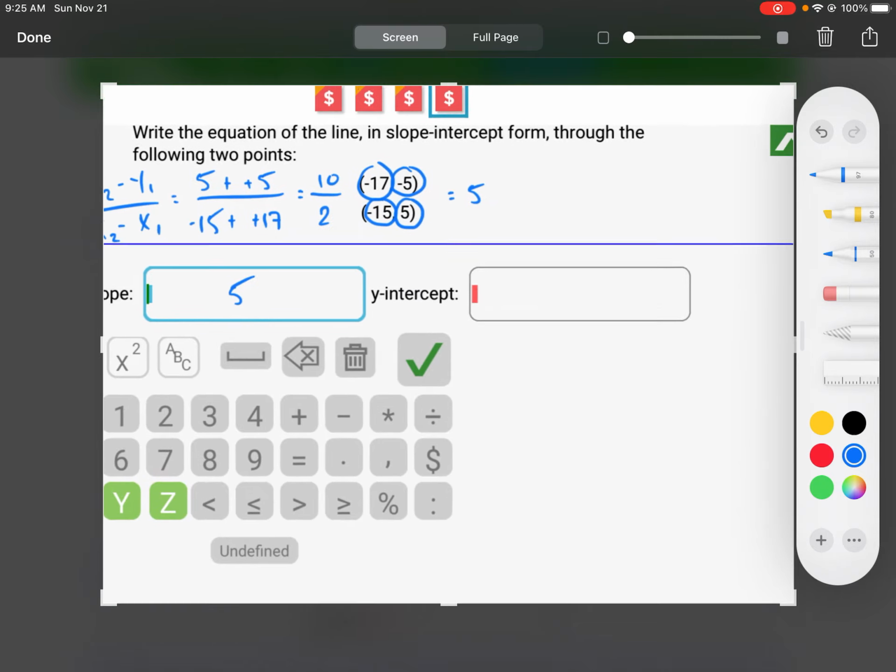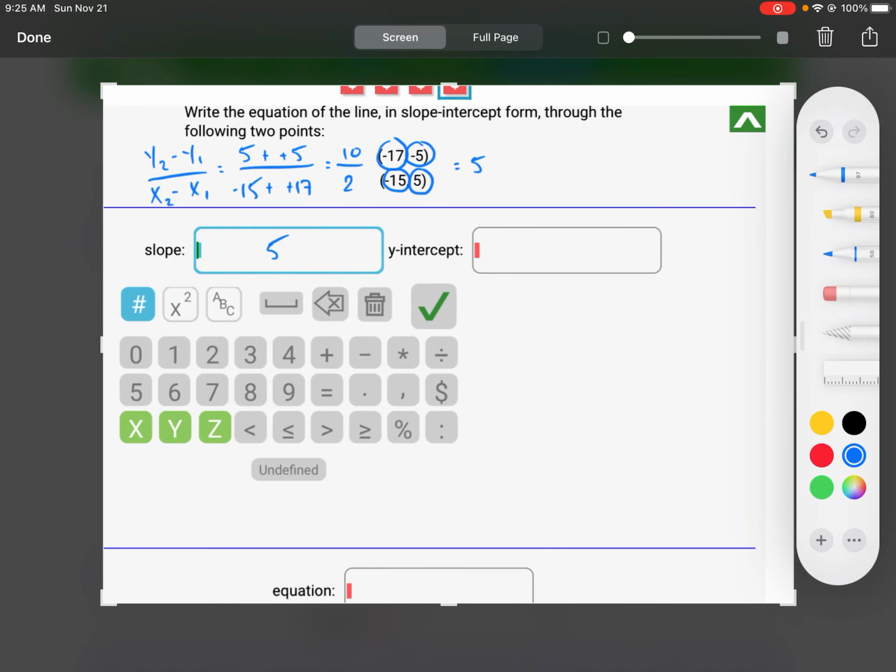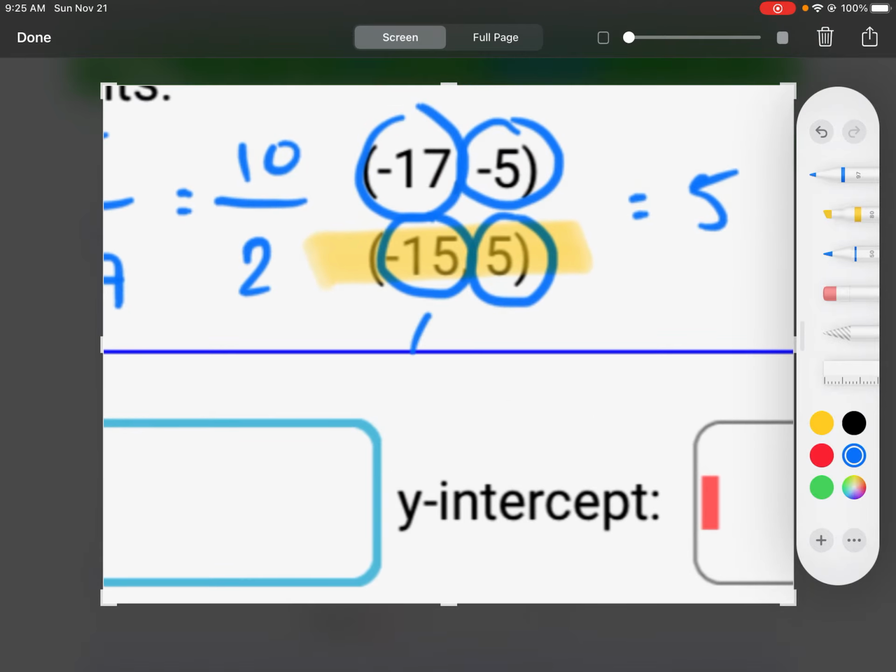Now for the y-intercept, I'm going to use the space that's down below here. You might recall that I had been using purple on the board. Here I don't have as many colors, so I'm just going to rewrite y equals mx plus b, the generic equation. I'm going to go ahead and grab one of my pairs. I'm going to use a highlighter tool for this one. I'm going to grab the second pair just because it's the pair that I happen to notice. So I'm going to grab my negative 15, which is the x value, and 5, which is the y value, because these are in alphabetical order, right?